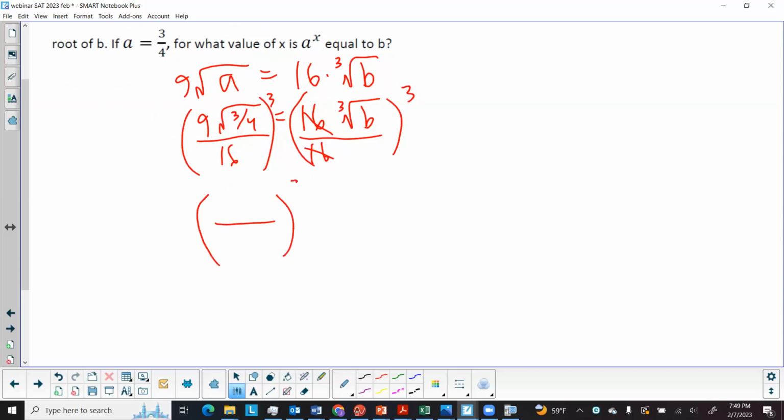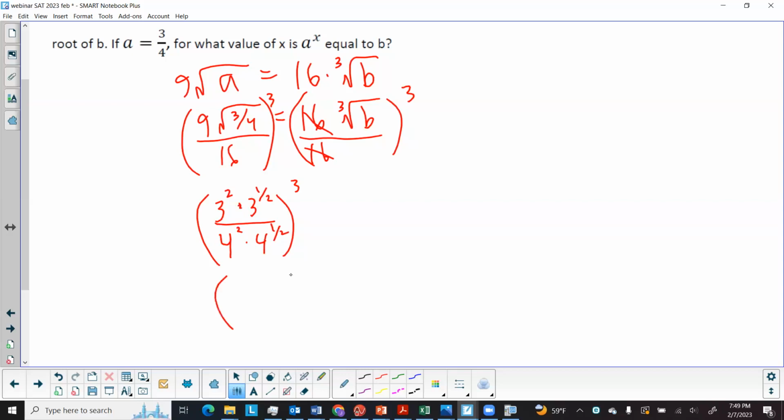So I wrote it, this is what I did. I wrote 3 squared here times, instead of square root of 3, I wrote 3 to the 1/2, if that makes sense. Instead of 16, I wrote 4 squared. And then in the denominator, I wrote 4 to the 1/2. I know I did a lot of steps there, but you might have followed that.